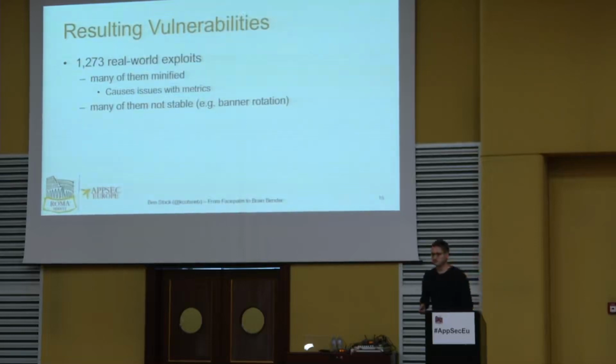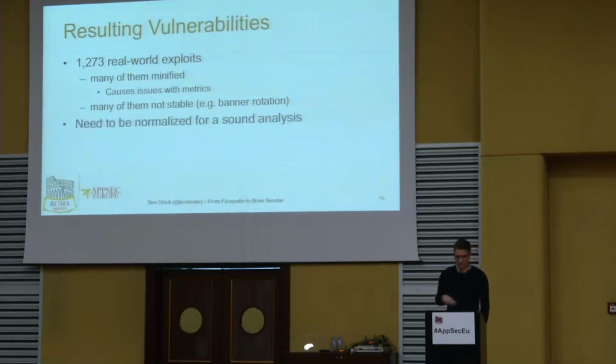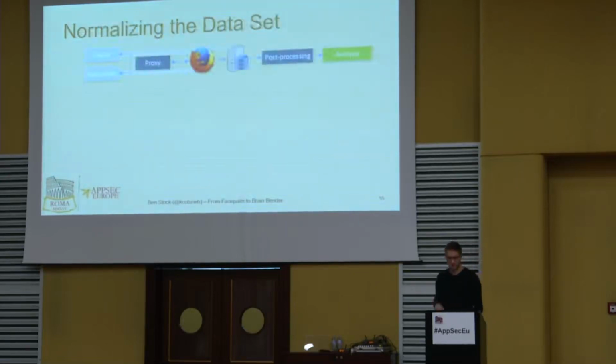Another thing is that oftentimes vulnerabilities aren't really stable, in the sense that they might be caused by third-party banners, for example, that are included in the website. You sometimes have banner rotation where if you hit reload, you get a different banner, so it's not exploitable anymore. Therefore, in order to do a sound analysis, we first needed to persist these vulnerabilities and normalize them somehow. We did this in a 5-step process.